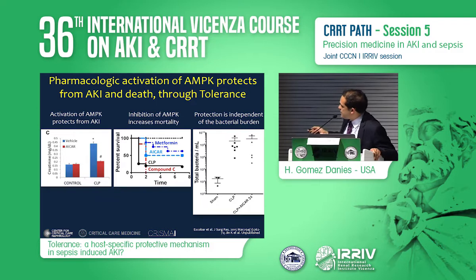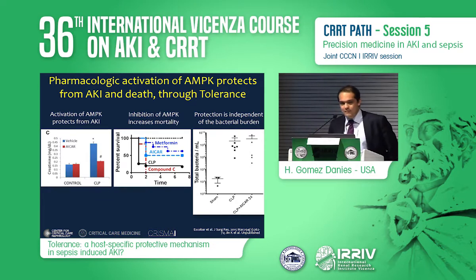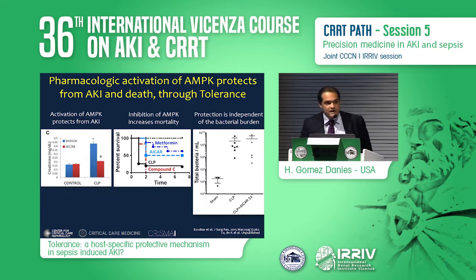And I'm showing you here data using AICAR as an activator and using metformin as an activator of AMPK. And furthermore, when we looked at the bacterial levels in the peritoneum of these animals, we found that there was no difference between the animals that did not receive and did receive the activator of AMPK. Again, suggesting that this mechanism through AMPK activation could be a tolerance mechanism. And this is the importance of metabolic reprogramming as a defense strategy of the kidney in the setting of inflammation.